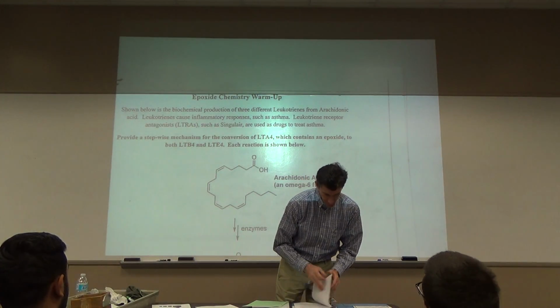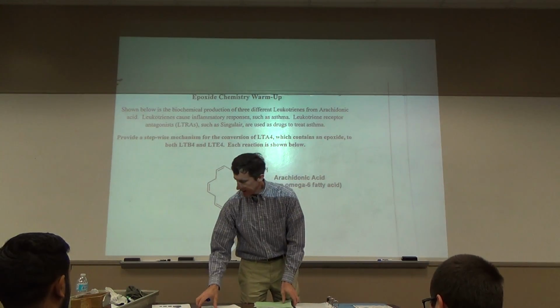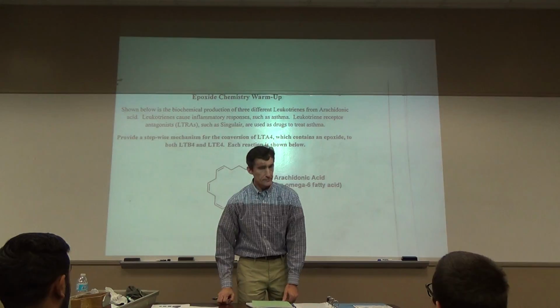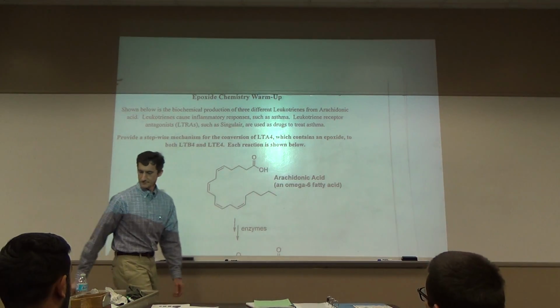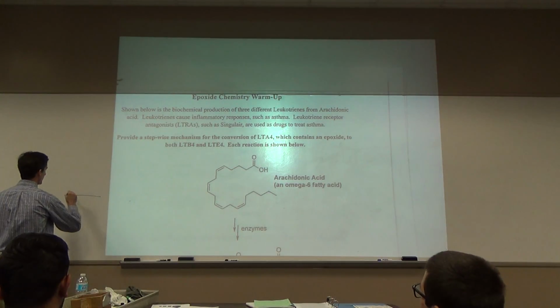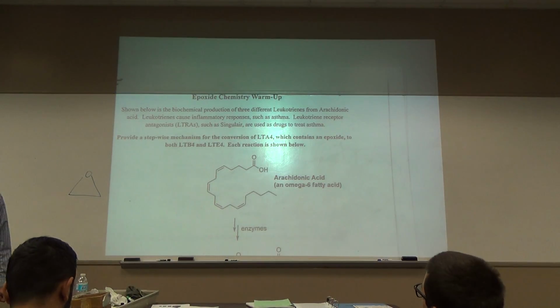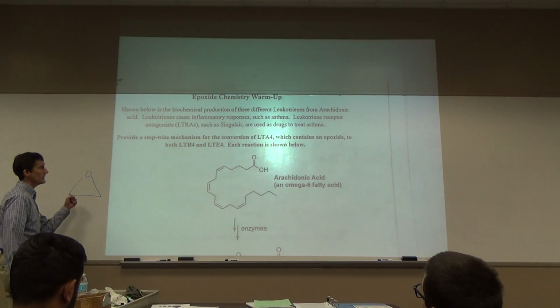Okay, guys, epoxides. I also don't have any extras because I didn't print them. Okay, epoxide chemistry, a special type of ether. It's a cyclic ether, but it is a three-membered ring, called an epoxide, also known as an oxirane. That's more of an official name, but everybody calls them epoxides.